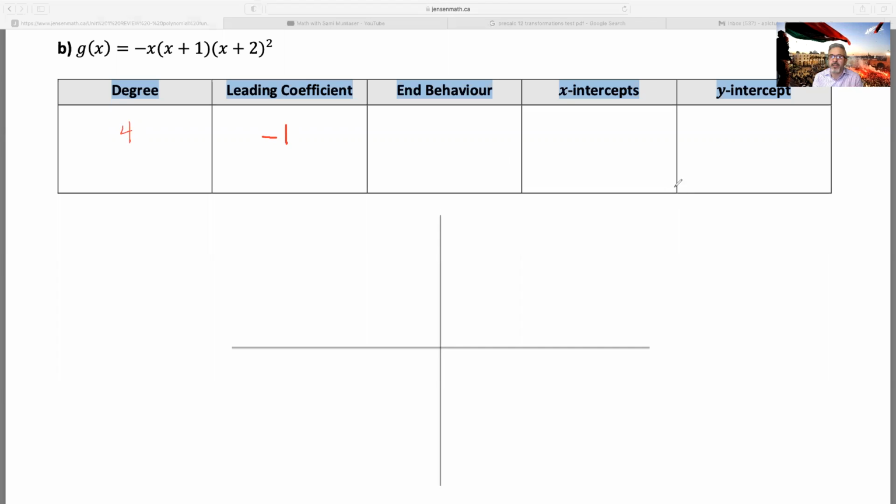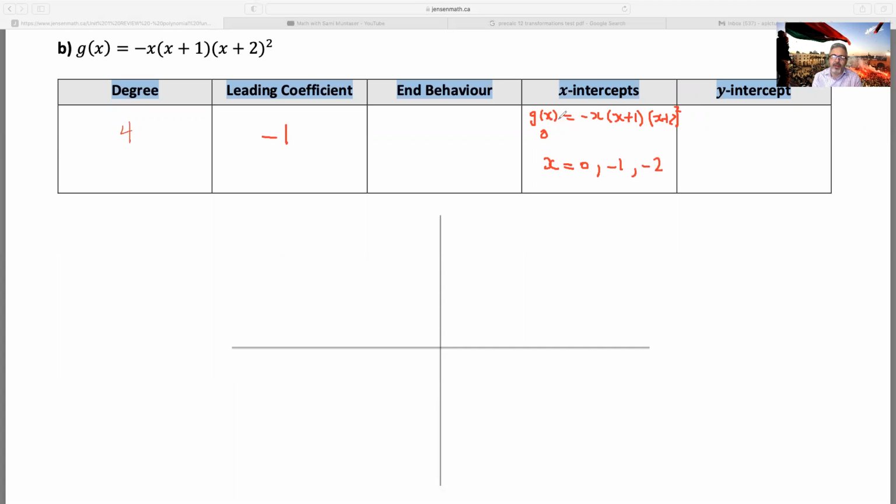The x-intercepts, you have to calculate. So what you do, g of x equals -x, x plus 1, x plus 2 squared. Now, if you make g of x 0, then you know your x-intercepts will be 0, -1, and -2 just from the factored form.